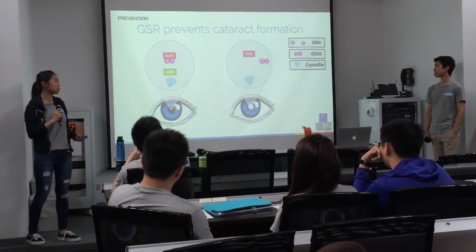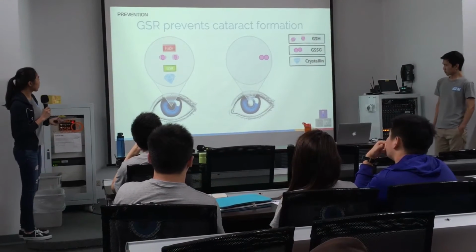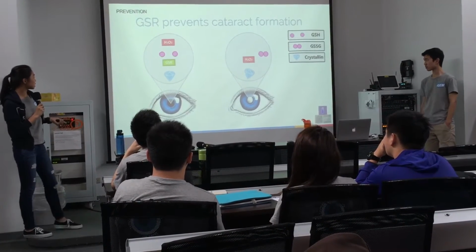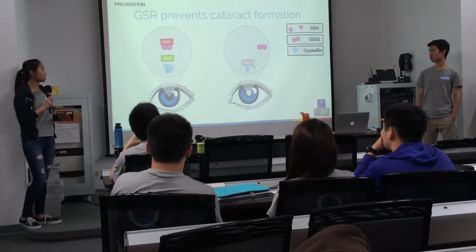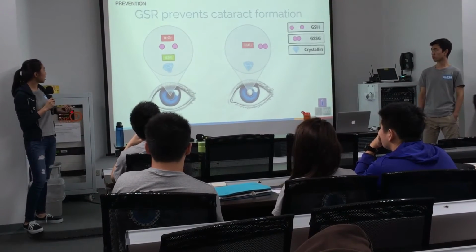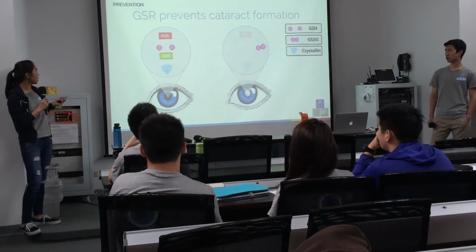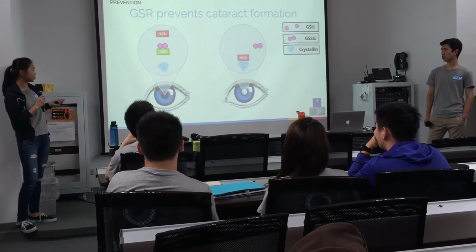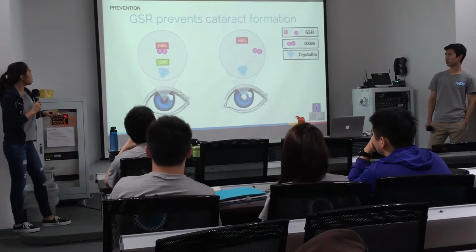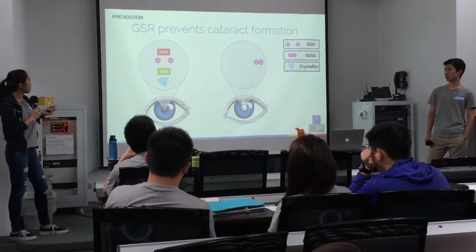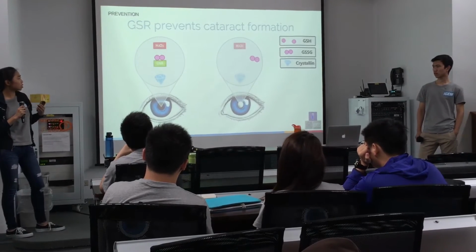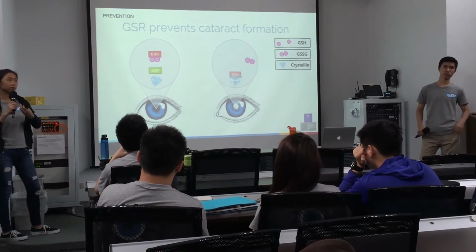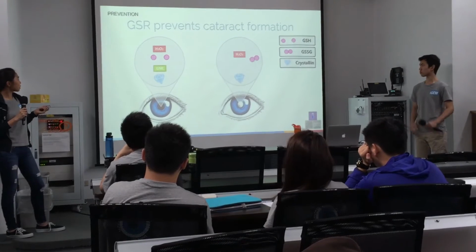These two animations show GSR in action. So in this normal lens, you can see the two pink dots or circles are GSH antioxidant. And GSH is able to prevent H2O2 from oxidizing the crystalline proteins. GSR enzyme is able to recycle GSSG, which is GSH together, back to GSH.